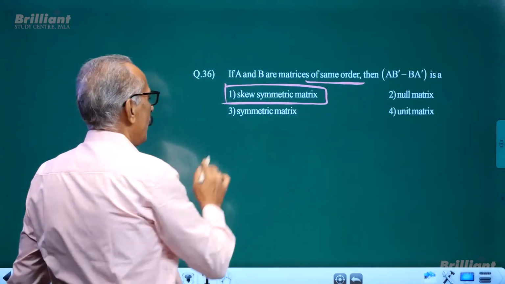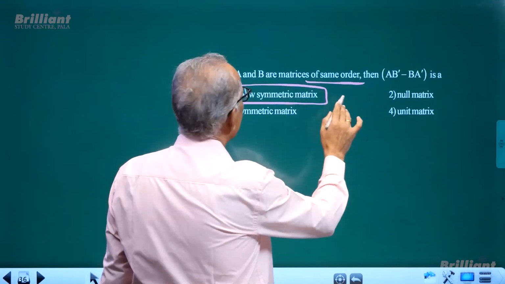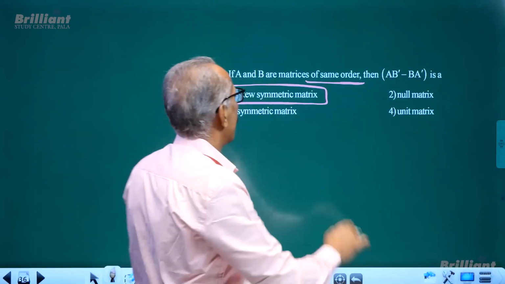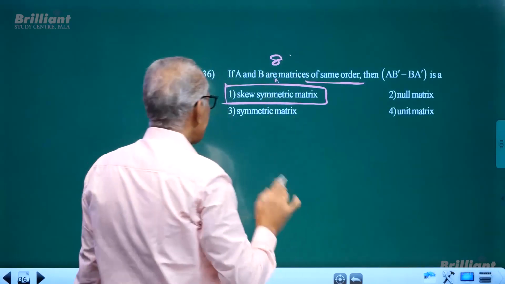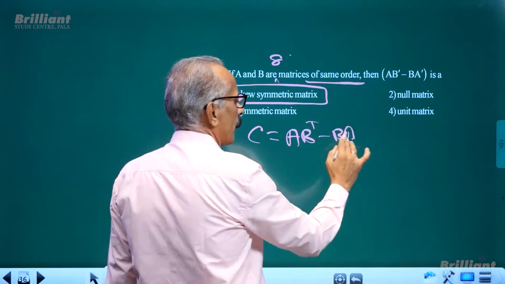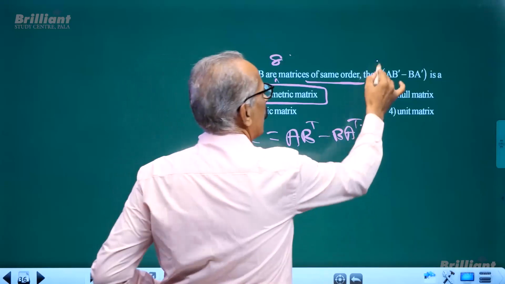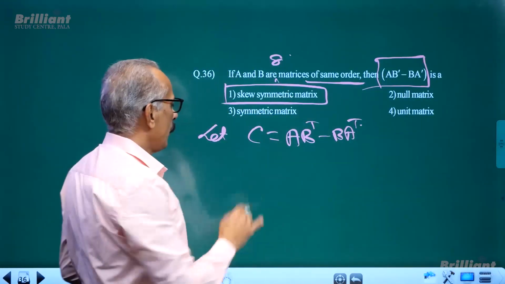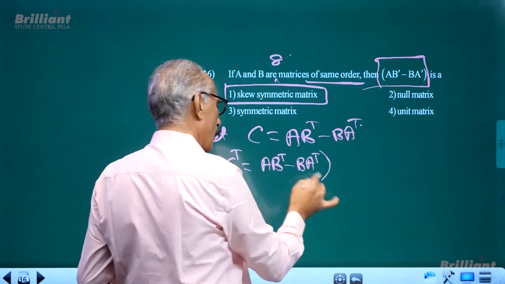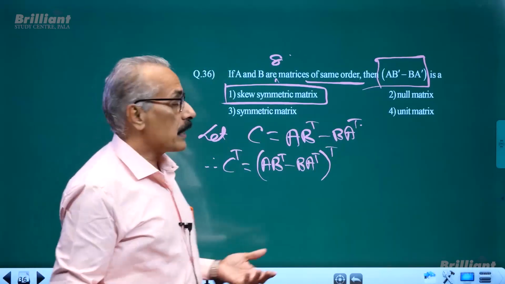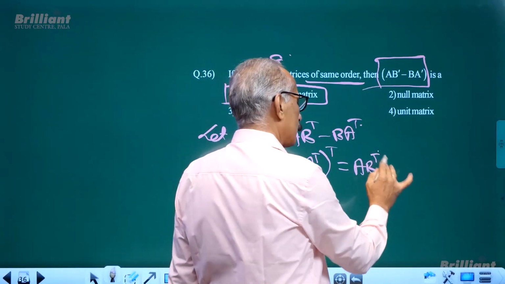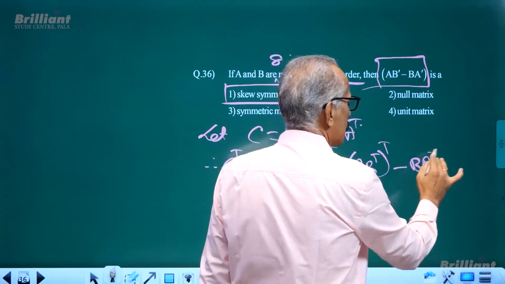Well, I'll solve. You know, A and B are square matrices of the same order actually, because product is existing, definitely it is square. I say let C equal to A into B transpose minus B into A transpose. We have taken the entire matrix expression as a new matrix, that is C. Therefore, C transpose we take. That will be AB transpose minus BA transpose, the whole transpose. Now formula. What is A plus B whole transpose? A transpose plus B transpose. So this will become A into B transpose whole transpose minus B into A transpose whole transpose.